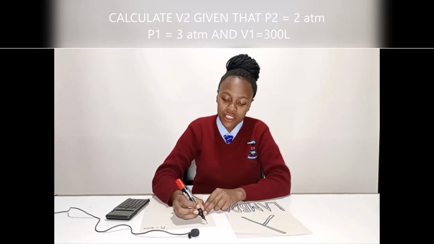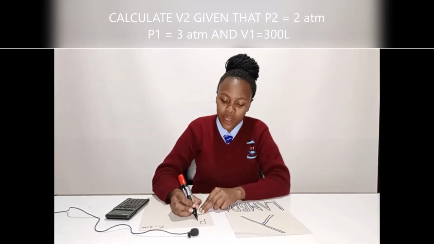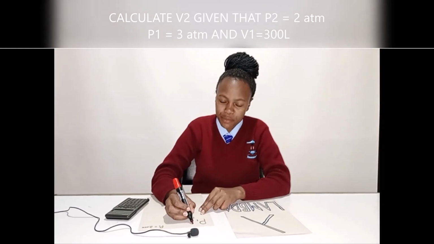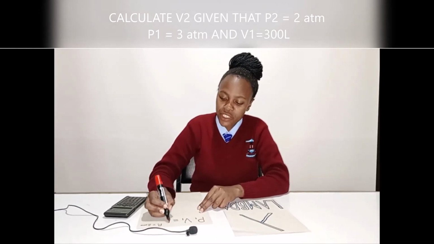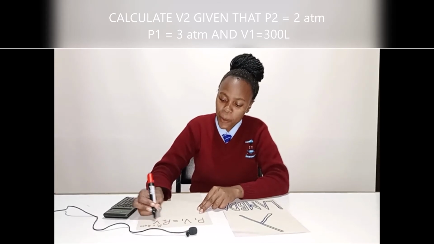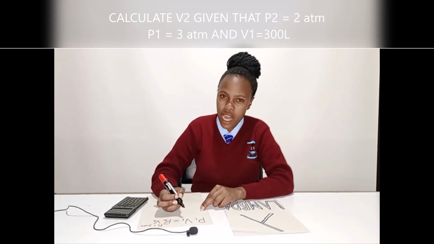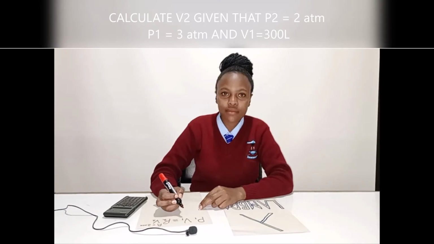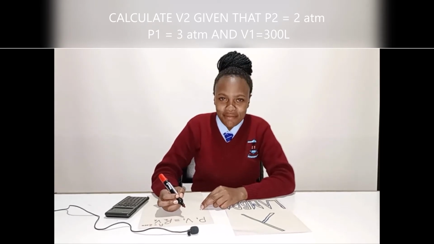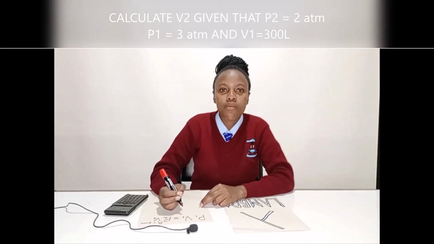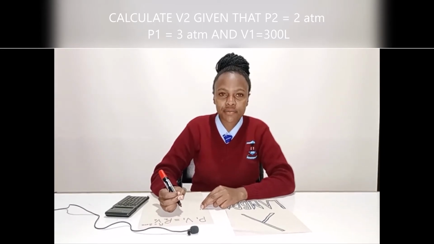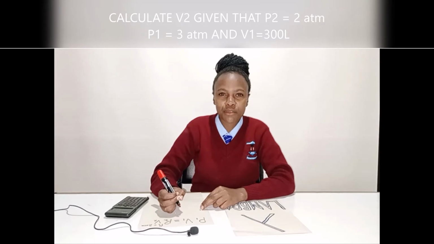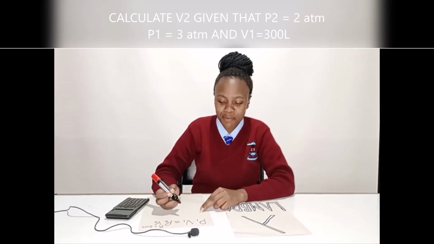Okay, the formula is going to be pressure 1, volume 1 equals pressure 2, volume 2. Okay, if I may ask, which law are you using? Charles's law or Boyle's law? We've said temperature is constant. Yes. So we are using, is it Charles's law or Boyle's law? Boyle's law. Correct. Be sure it is Boyle's law.